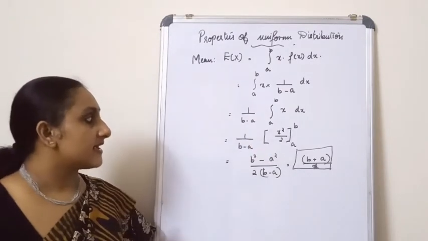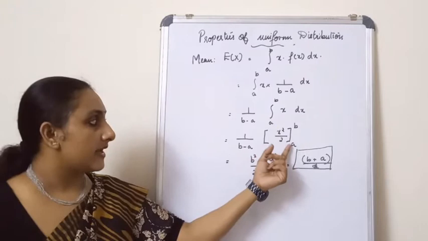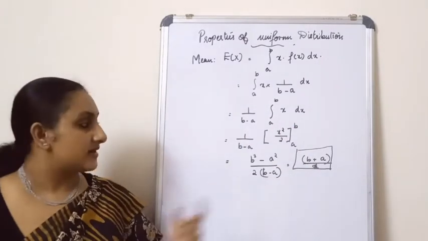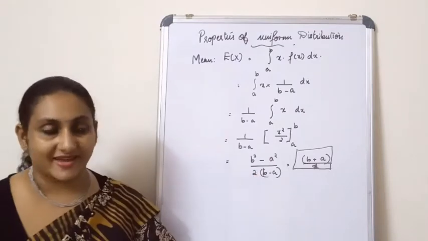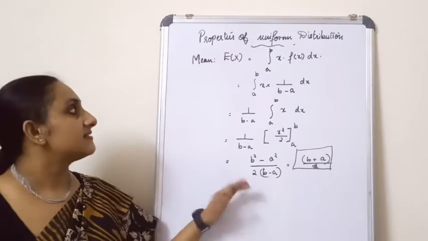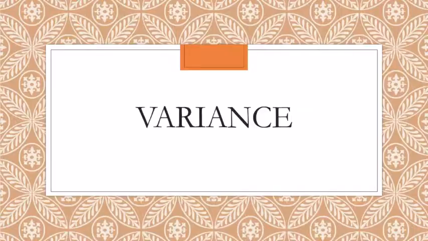When I integrate this, I get x square by 2 from a to b, which is equal to b square minus a square divided by 2 into b minus a. Now this is equal to b plus a divided by 2. So this is the mean of a uniform distribution.